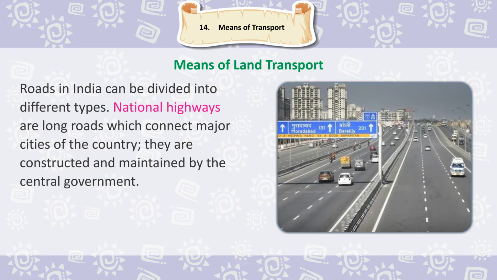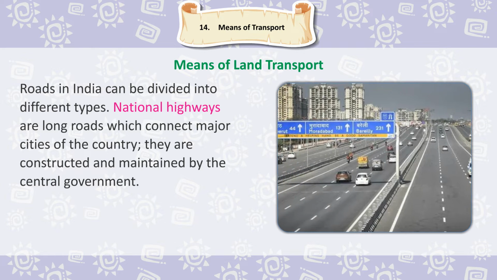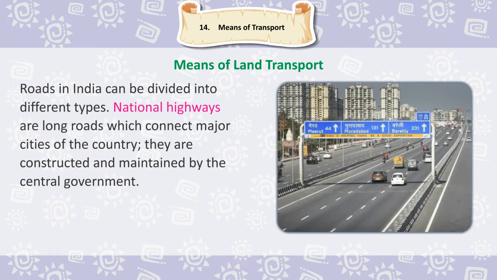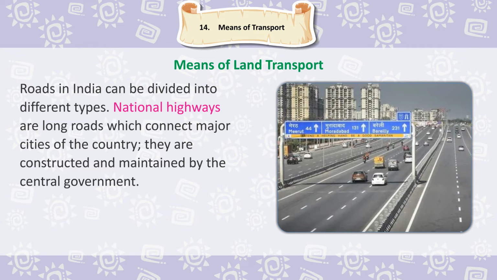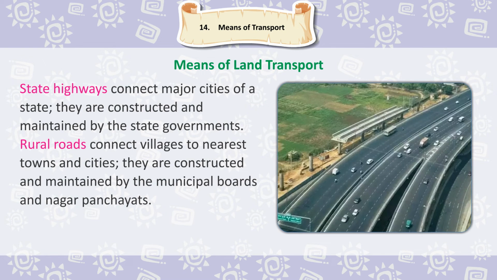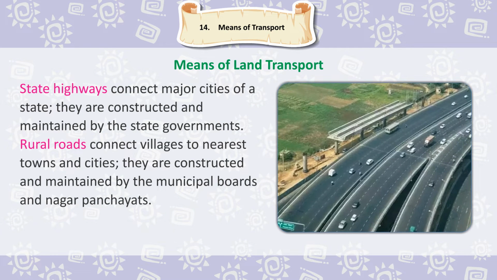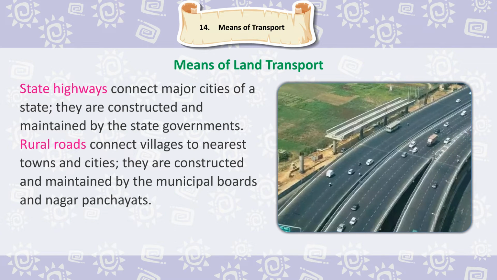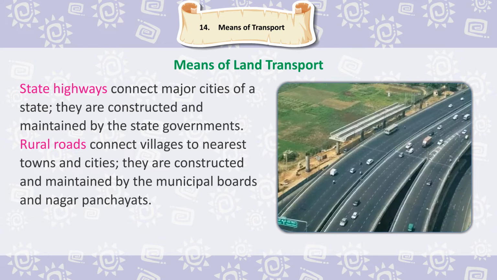Roads in India can be divided into different types. National highways are long roads which connect major cities of the country. They are constructed and maintained by the central government. State highways connect major cities of a state. They are constructed and maintained by the state governments.